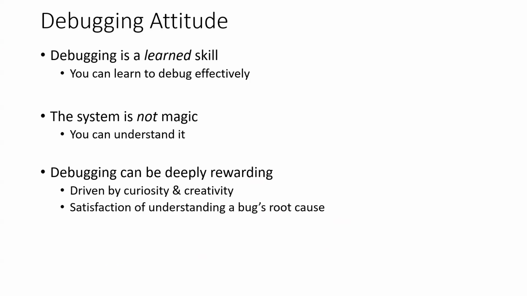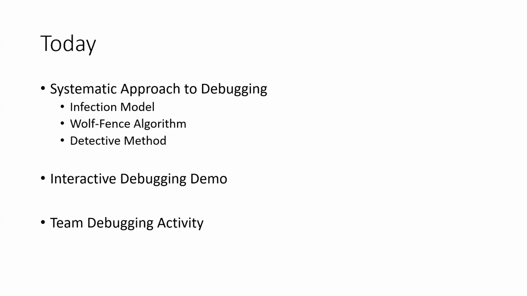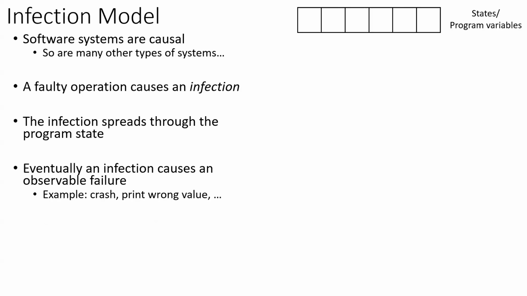So if you see something not working, do not think it's not working because something's broken. Try to find the root cause and fix it. Today, we're going to introduce three systematic approaches to debugging: the infection model, the wolf-fence algorithm, and the detective method. We're then going to go into some demos to show you how to debug.